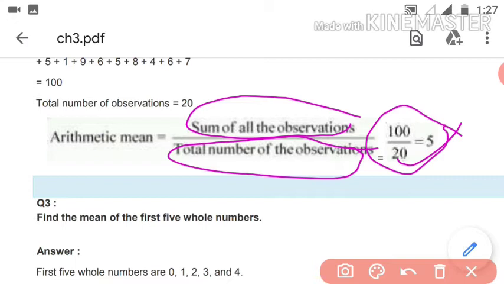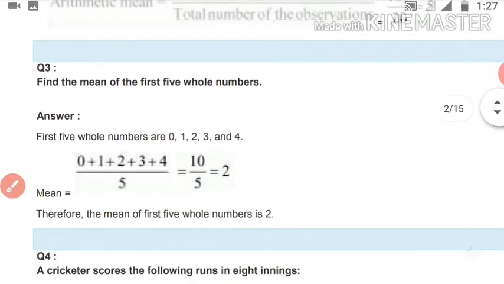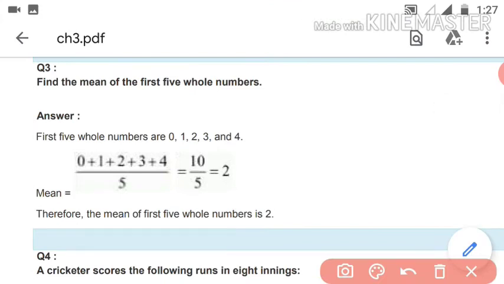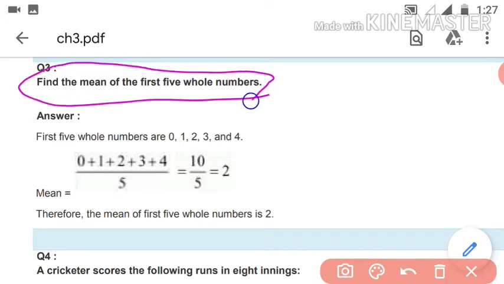Now come to our next question. Question number 3. Find the mean of the first 5 whole numbers. So we know what a whole number is, isn't it? Whole numbers start from 0, 1, 2, 3 and go on infinitely, isn't it? So the first 5 whole numbers are 0. 0 also we have to count, isn't it? Because in the first 5 whole numbers, 0 is also a whole number. So 0, 1, 2, 3 and 4. These are the first 5 whole numbers.